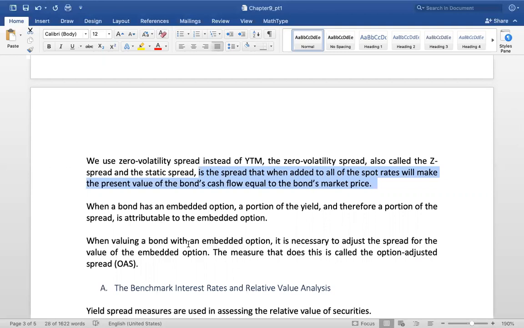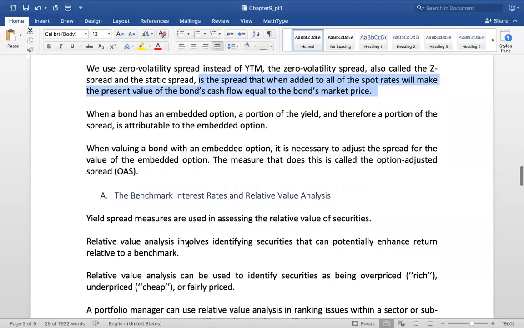Okay. Then there is the concept of the benchmark interest rate and relative value analysis. Yield spread measures are used in assessing the relative value of securities. Relative value analysis involves identifying securities that can potentially enhance return relative to a benchmark. Relative value analysis can be used to identify securities as being overpriced, underpriced, or fairly priced.